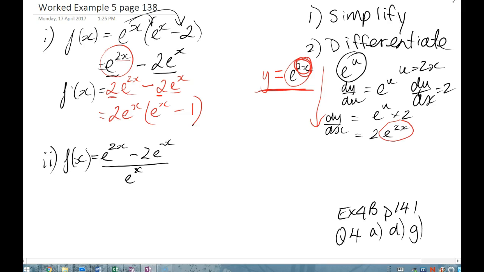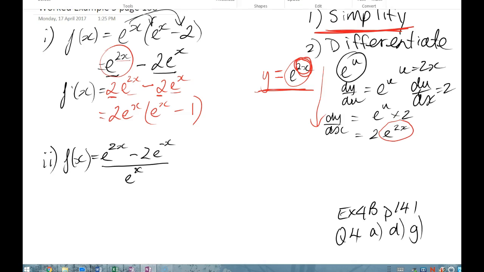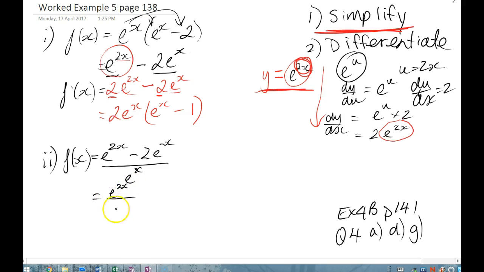So then when we go ahead to number 2, they build in this extra step. Again, we want to go back and we want to simplify first. And this is where you need to have some fraction memory. So if I've got something minus something all over a denominator, I can split that denominator apart. So it'll be e to the 2x over e to the x minus 2e to the negative x over e to the x. Now when I am dividing, what happens to my indices? They subtract. So this is going to be e to the 2x minus x minus 2e to the negative x minus x.